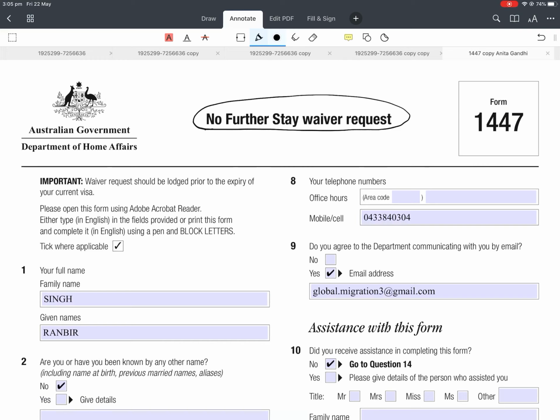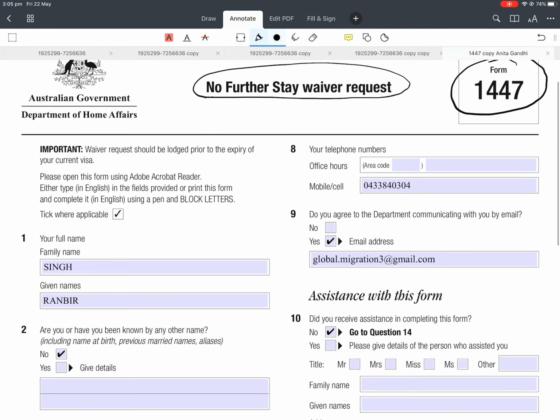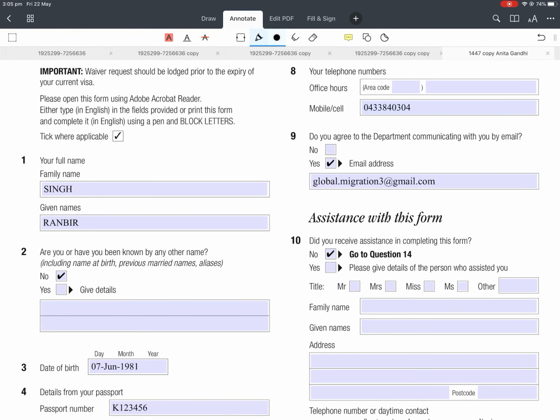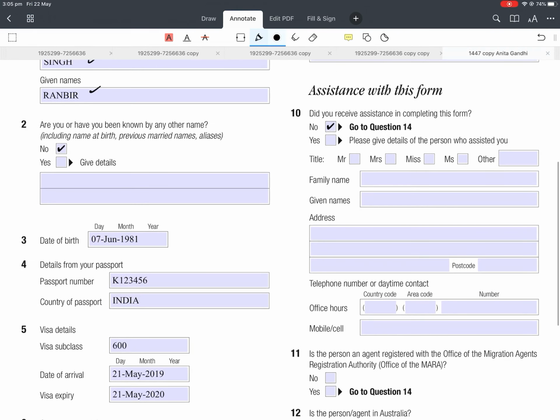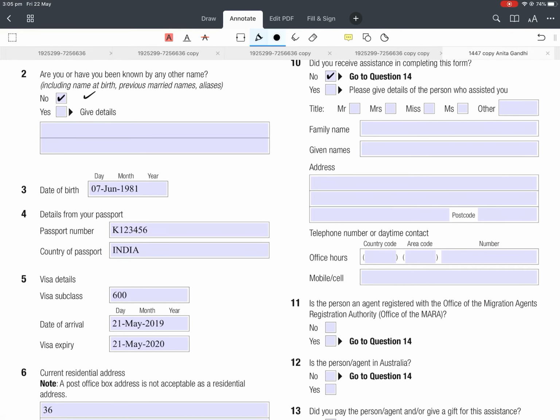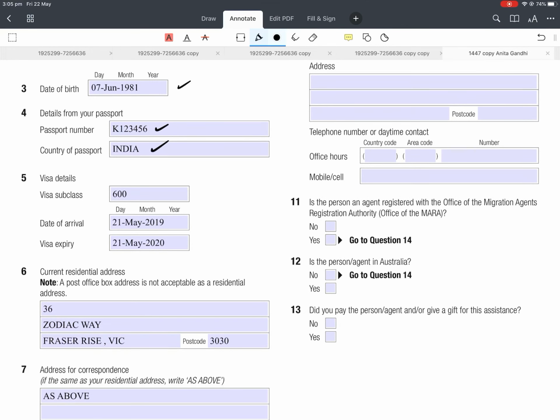So let's talk about what we need to do to request a waiver if you've got this condition. The very first thing you'd have to do is fill up a form, and I've just circled it right now. It's form 1447. It's a pretty straightforward form. I'll just go through the form itself. So obviously it's going to talk about your family name, your given name, if you've been known by other names, pretty basic info, your date of birth, your passport number, country of passport, the kind of visa you hold currently. It's a subclass 600, which is a visitor visa.